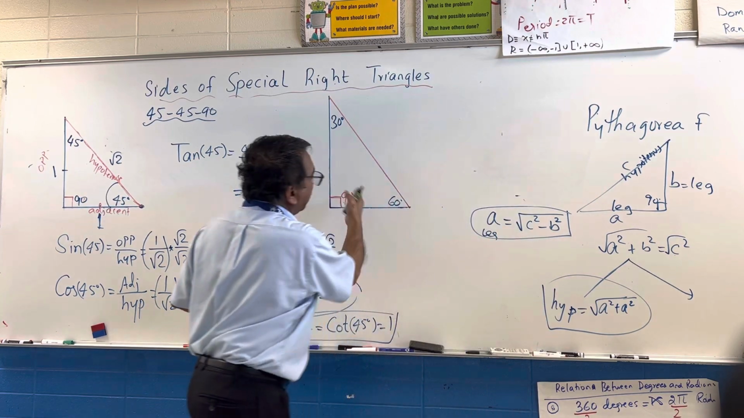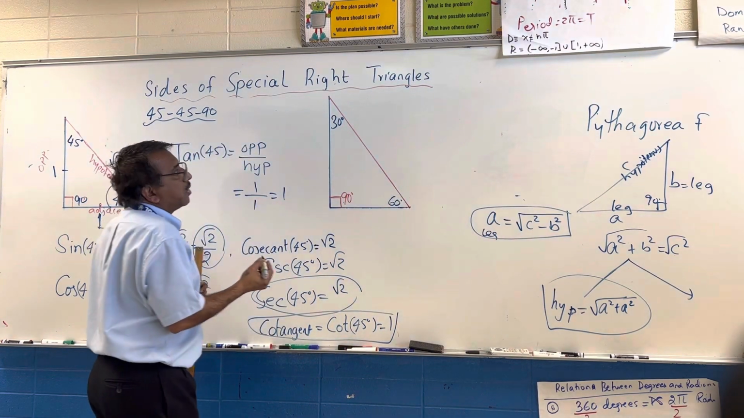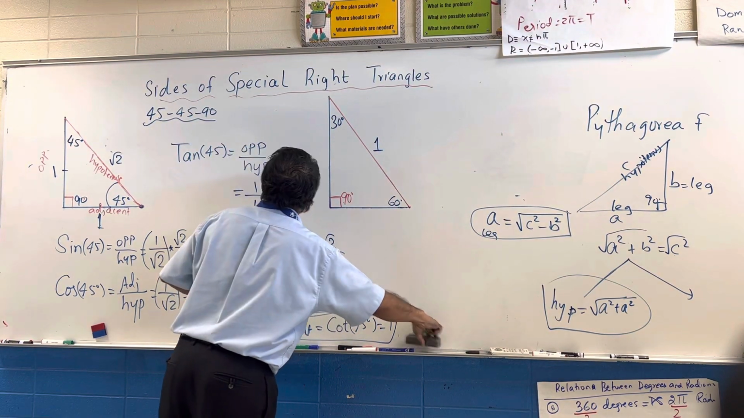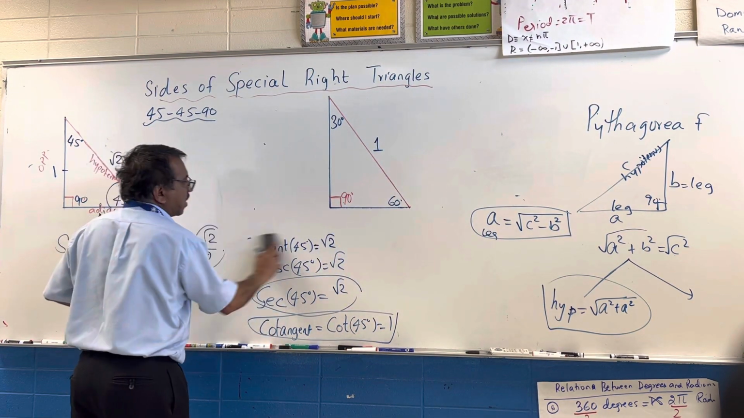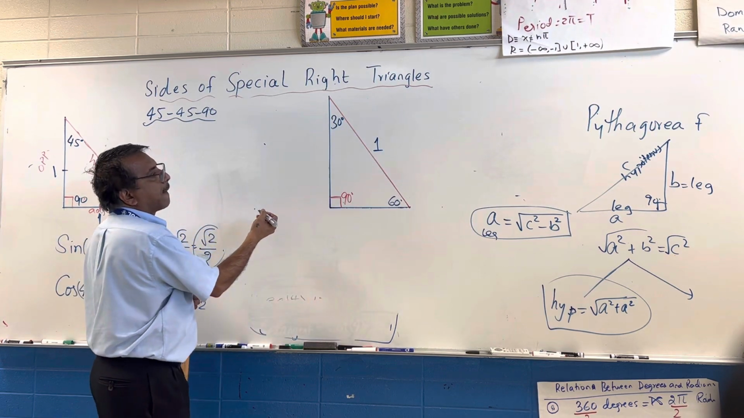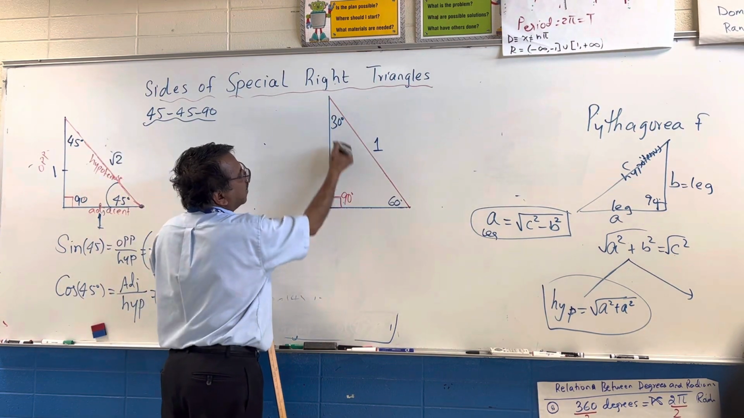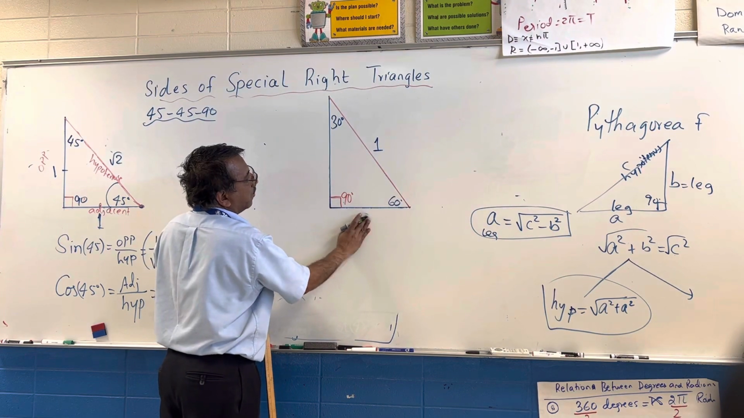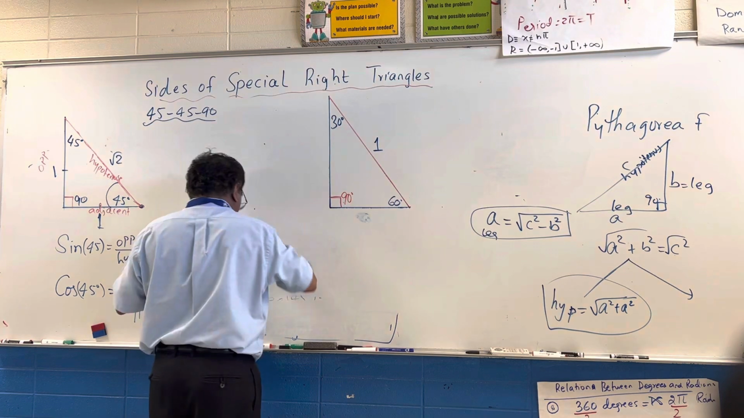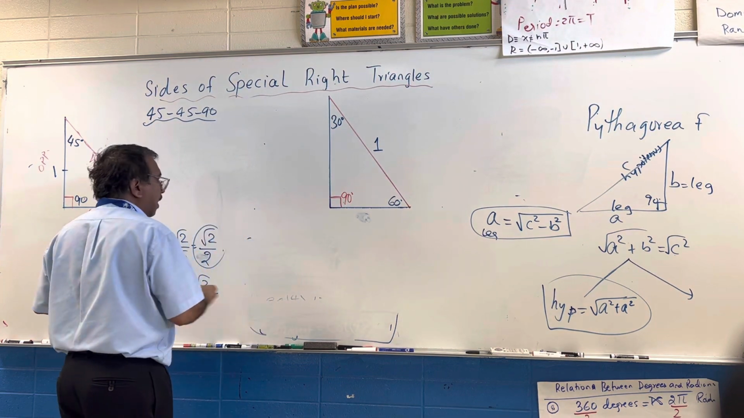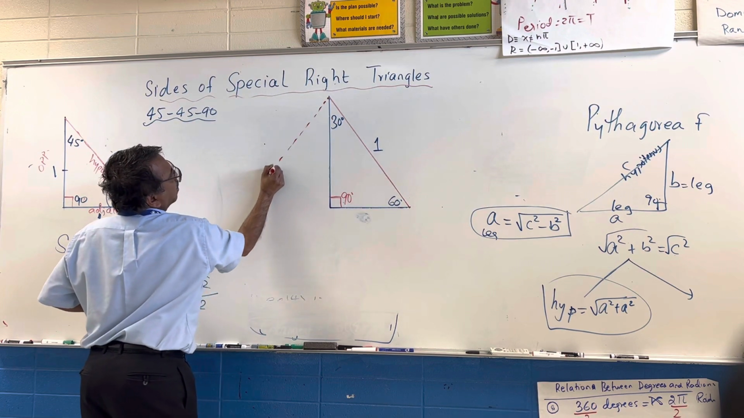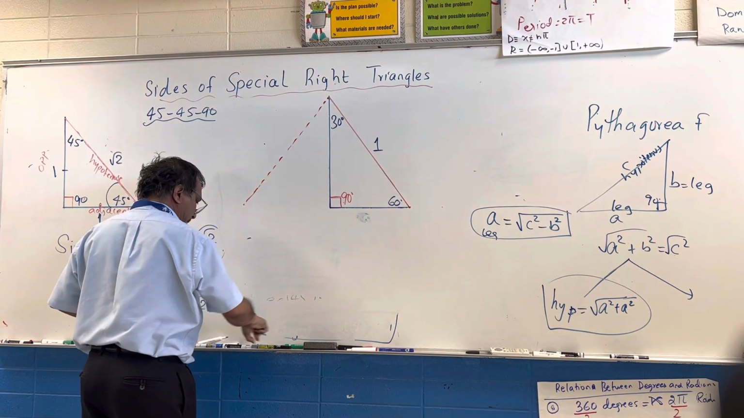30, 60, 45. What I'm going to do is take this as 1. So let's call this 1. And the question is, how do we know what the side opposite to 30 is? So we want to know what this side is and what this side is. For that, I'm going to try to get an equilateral triangle. This way I can draw an equilateral triangle.